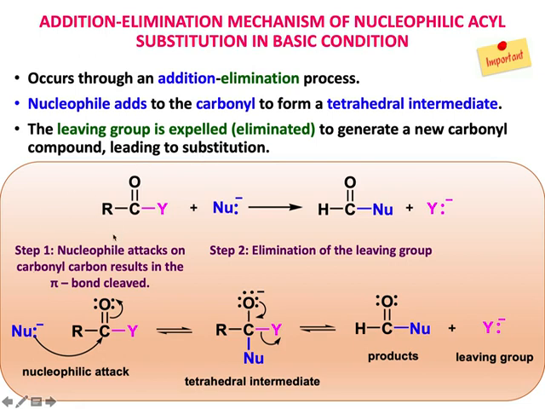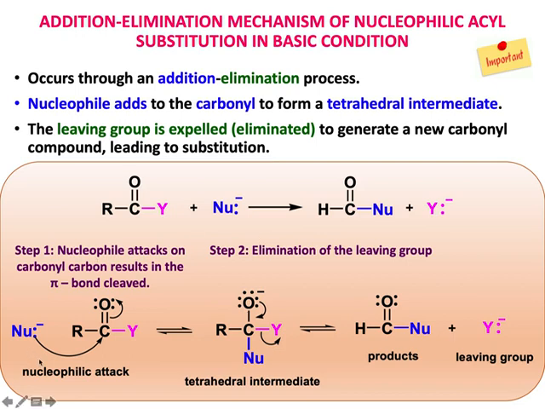So this one is step 1, nucleophile attack on the carbonyl carbon. The pi bond will cleave. Once it reacts with the nucleophile, the nucleophile attacks this carbonyl carbon, so the pi bond cleaves, and the nucleophile forms a new bond with C. For step 2, elimination of the leaving group, we eliminate or detach the leaving group after step 1.